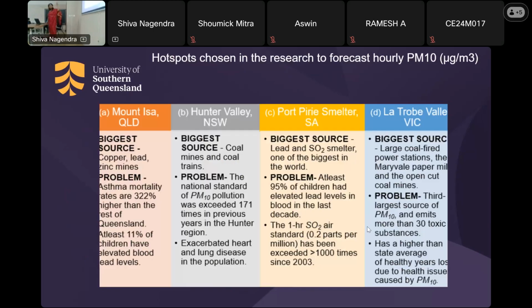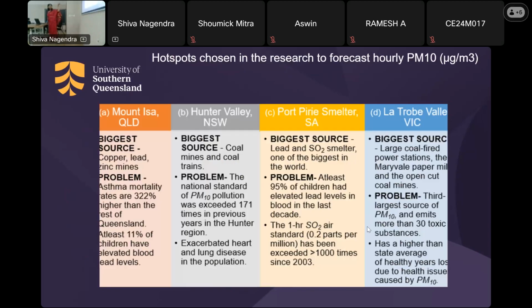So these hotspots like Latrobe Valley, it has higher than state average of healthy years lost due to health issues caused by PM10. We have the largest coal-fired power station. We have a paper mill. We have open cut mines. So it's the third largest emitter of PM10, emitting more than 30 toxic substances.